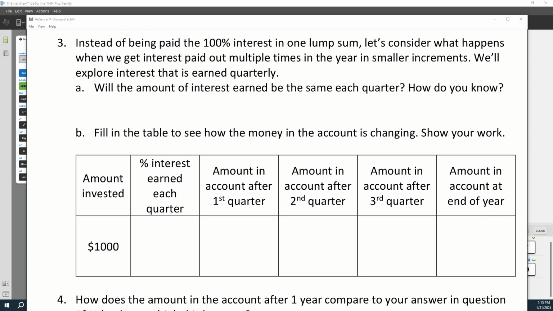So a quarter of the year goes by, you add interest onto your $1,000. So the next quarter, is it going to be the same amount of interest or is it going to be more or less? What do you think? It's going to be more because after that interest is added, you have more money. So there's going to be a bigger percentage. So it is not going to be the same each quarter. The amount is growing.